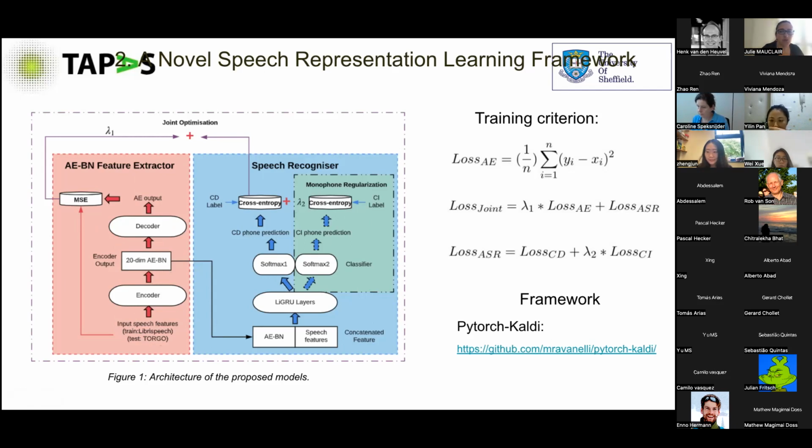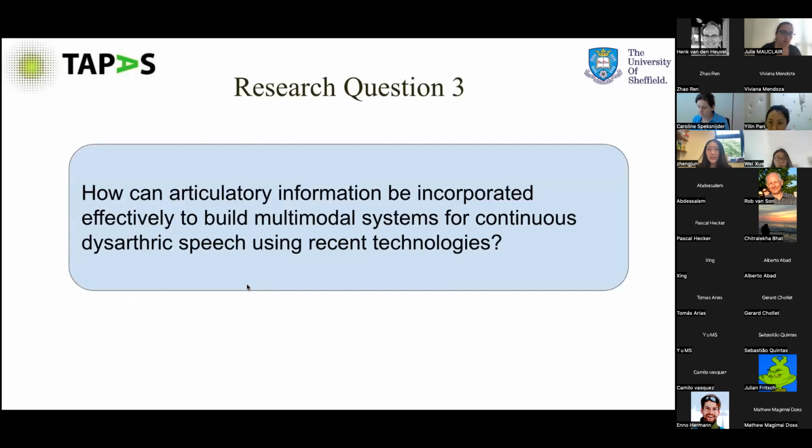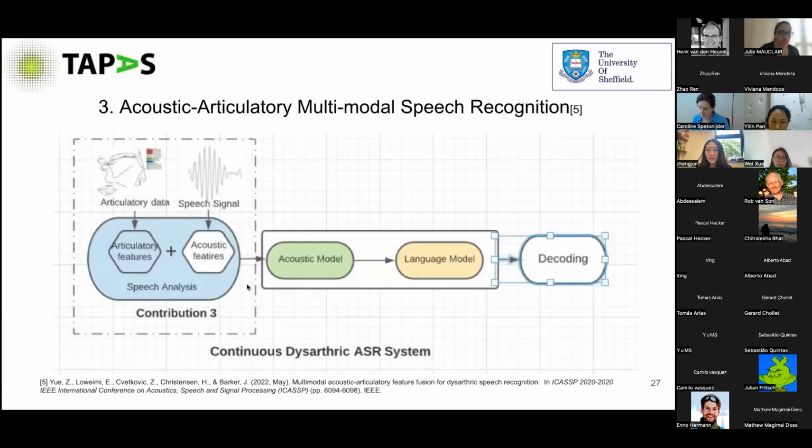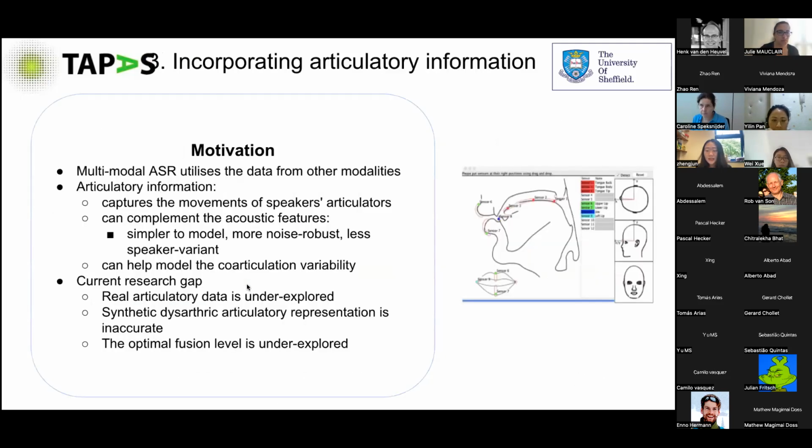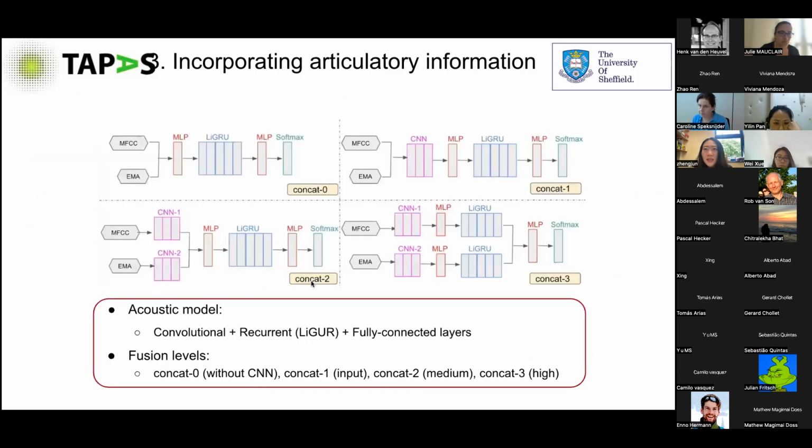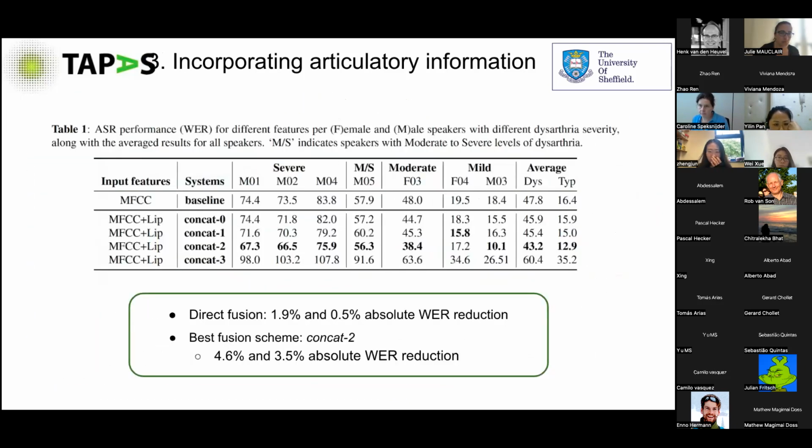Hank, do you want to ask her a question? Yes, very briefly, on your third experiment, where you say the articulatory extraction that you did. In the table, I saw something like lip. Did you only use the lip articulation or also tongue articulation features?